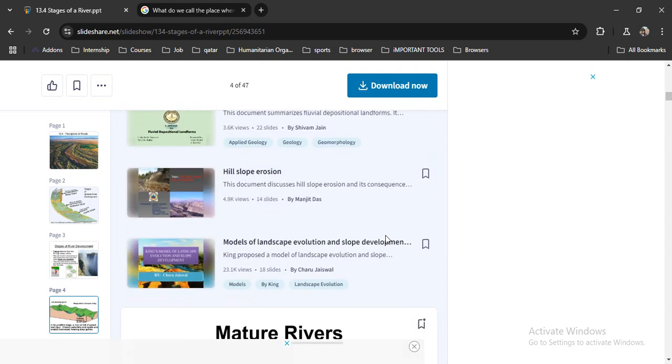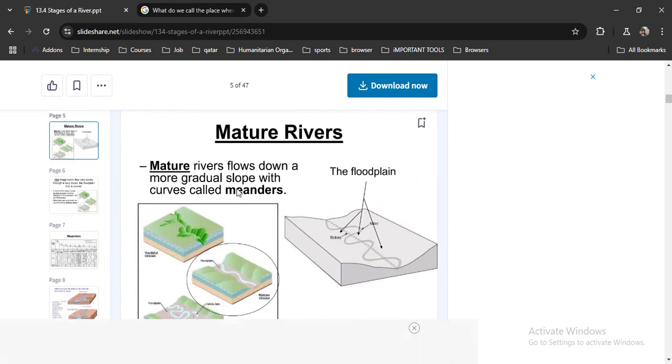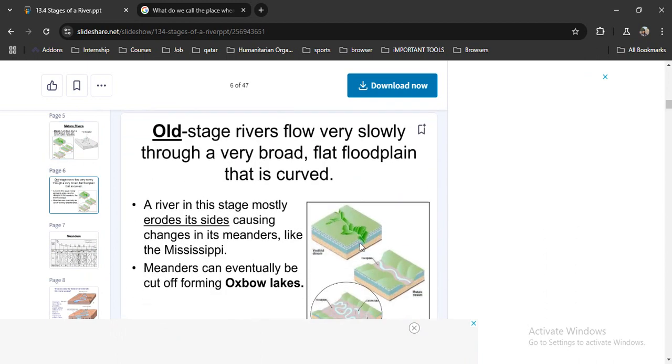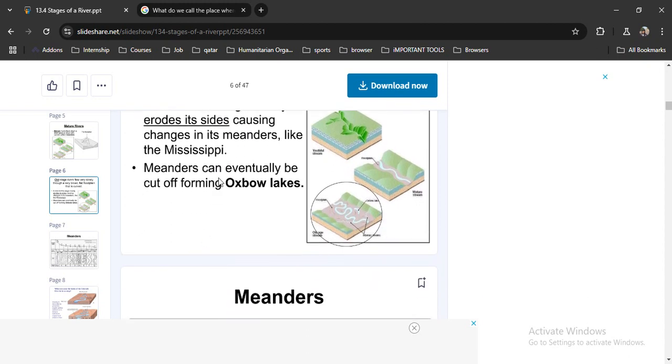Mature stage: mature rivers flow down a more gradual slope with curves called meanders, on the flat plain. These rivers flow very slowly through a broad, flat plain. A river in this stage mostly erodes its sides, causing changes in its meanders, like the Mississippi. Meanders can eventually be cut off, forming oxbow lakes.